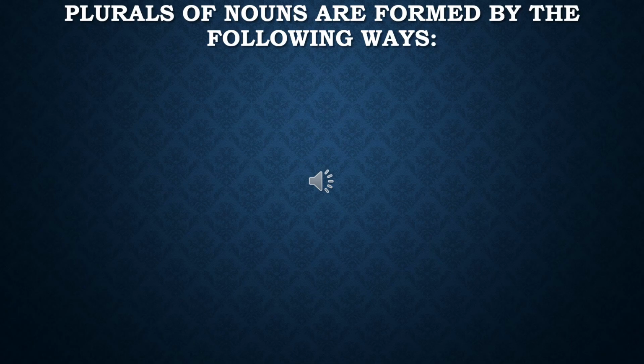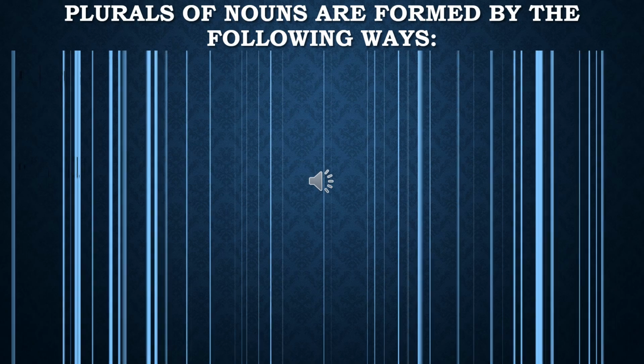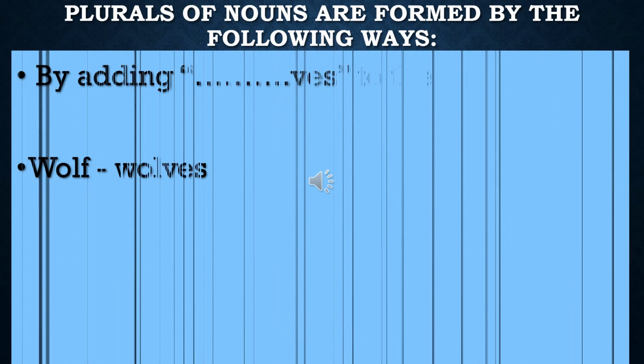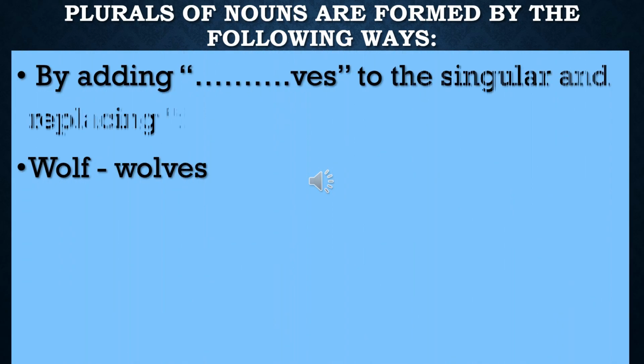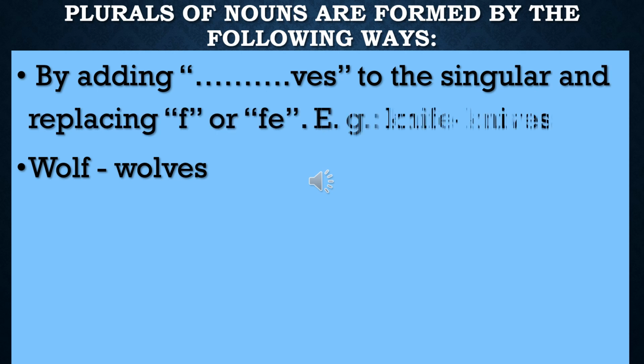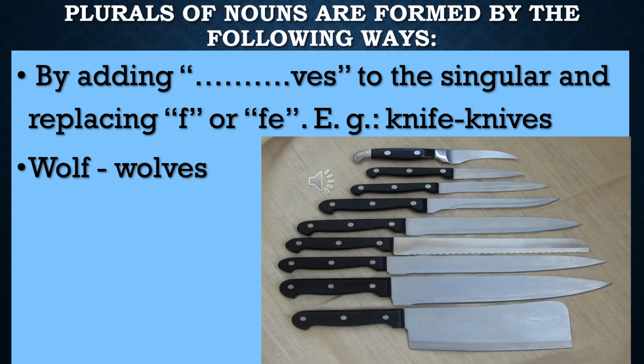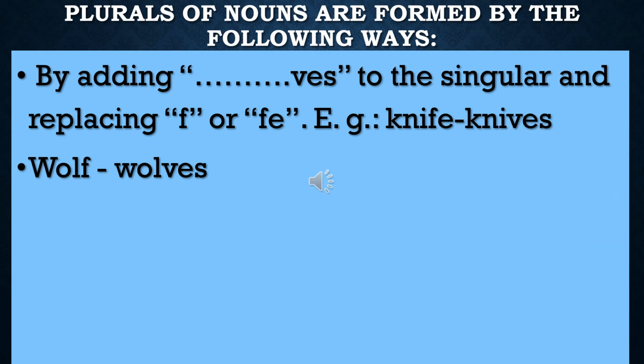Next rule is plurals of the nouns are formed by adding ves to the singular and replacing f or fe. See the examples: knife, knives; wolf, wolves.